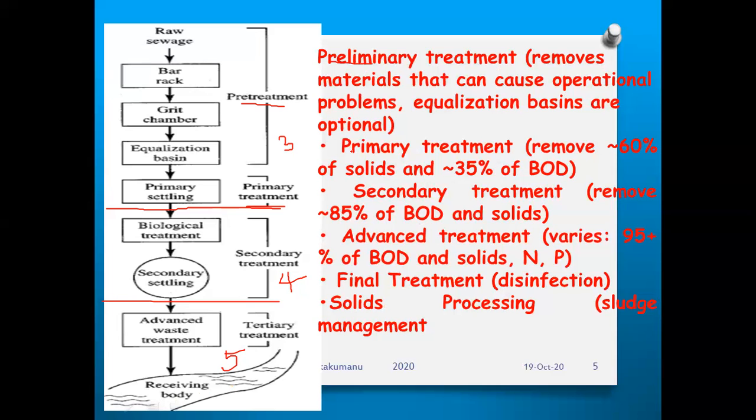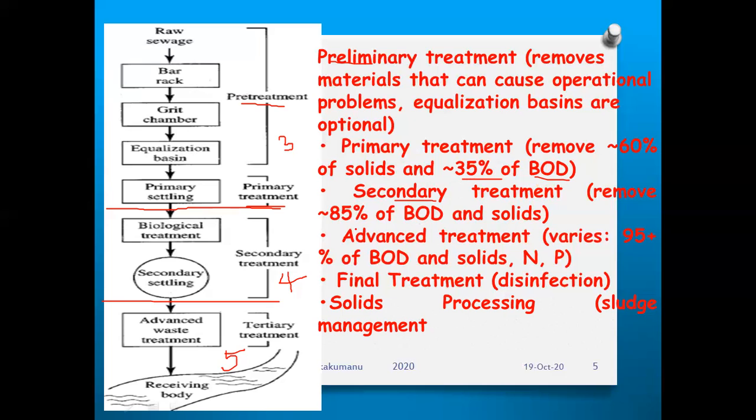The second one, in the primary treatment process, we remove 60% of solids and 35% of biochemical oxygen demand. Everything is not removed; only some amount of suspended material, sludge, and scum can be removed in the primary treatment. In the secondary treatment process, it removes 85% of BOD and solids, in this process.